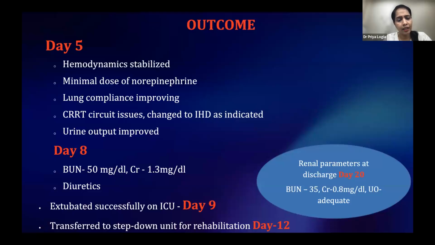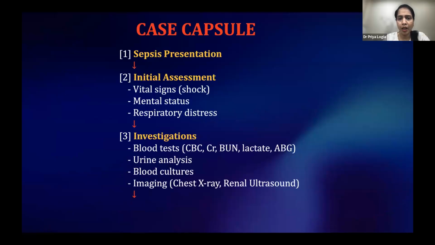So, day 8, the blood urea nitrogen had come down to 50 and the creatinine levels had improved to 1.3. At this stage, we had considered diuretics, de-escalation of fluids, as well as the antibiotics to facilitate early weaning, and the patient was extubated successfully on day 9 and transferred to the step down unit for rehabilitation on day 12. The renal parameters at the day of discharge, that was on day 20, were a blood urea nitrogen of 35 and a creatinine of 0.8 with adequate urine output.